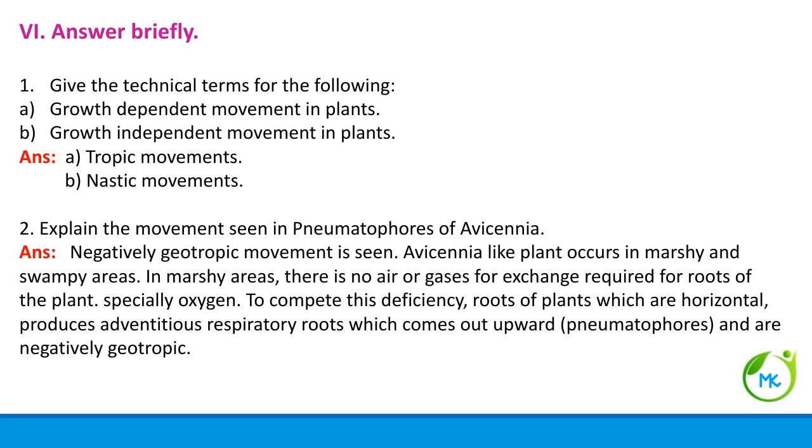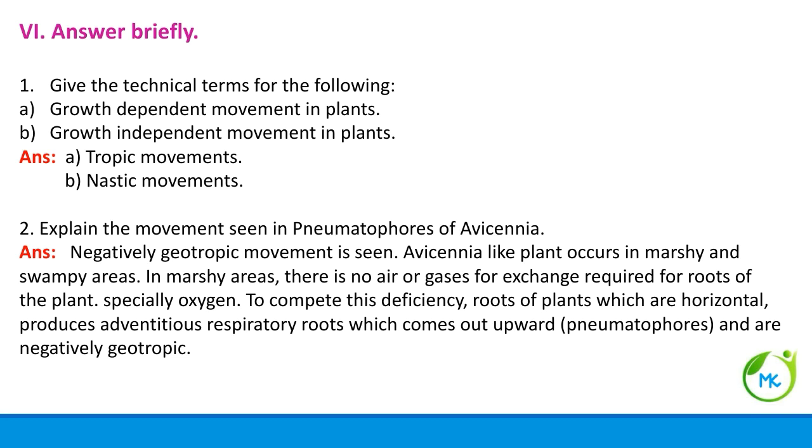Growth dependent movement in plant. The answer is nothing but tropic movement. This movement has some connection with the growth of the plant, so it is called growth dependent movement. For example, the root growing towards gravity and the shoot growing towards the light. Everything has a connection with the growth of the plant. So growth dependent movement is tropic movement.